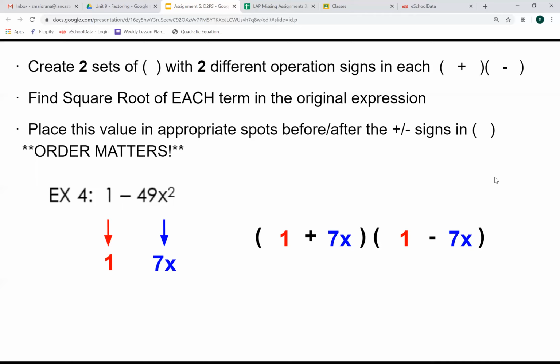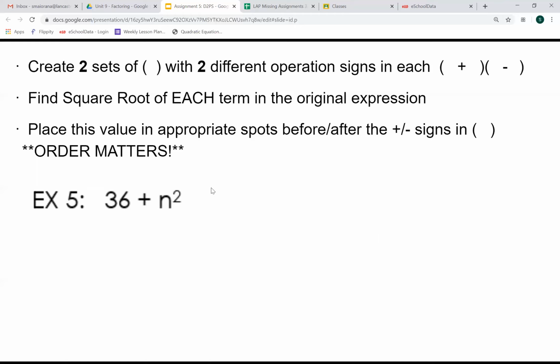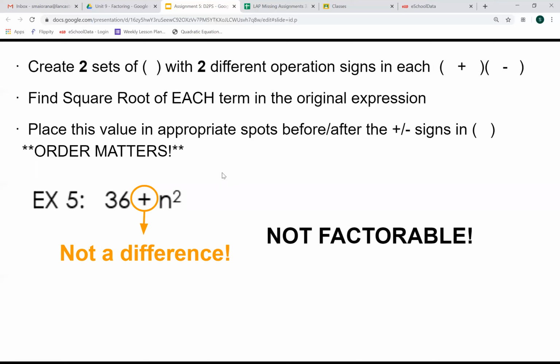All right, example 5, I want to factor 36 plus n squared. So hopefully you recognize, obviously there are two terms, and they're both perfect squares. However, I have a plus sign in between the two. So is that a difference of two perfect squares? No, it's not, which means we cannot use this D2PS process. You need to make sure that you meet all the criteria before you start getting shortcut happy. So this one just doesn't factor. Hooray, we don't have to do any work.